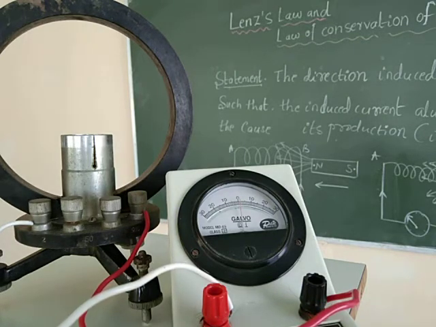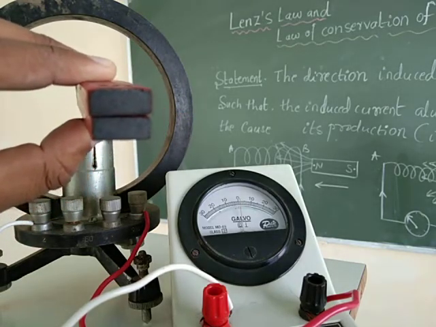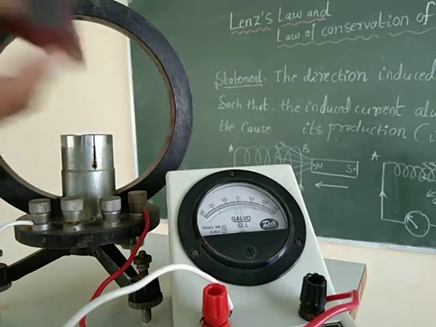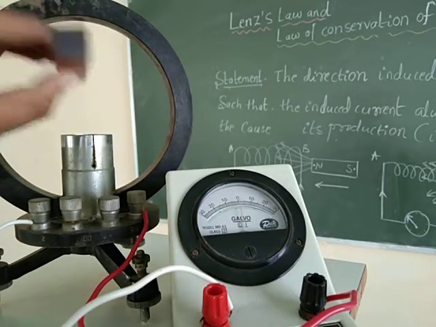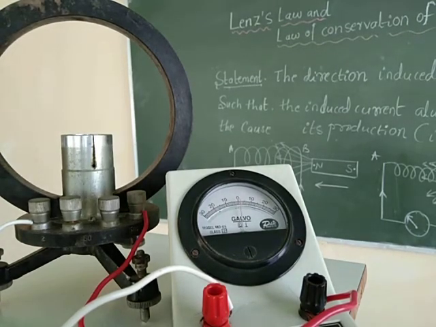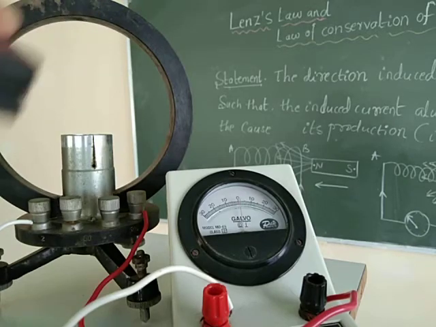Just observe here, I hold this bar magnet near the coil, but there is no deflection in the galvanometer. When I move this bar magnet towards and away from the coil, there is a deflection in the galvanometer. You can observe here. When the bar magnet is moved towards the coil, it shows a deflection. Away from the coil, the deflection is in the opposite direction.